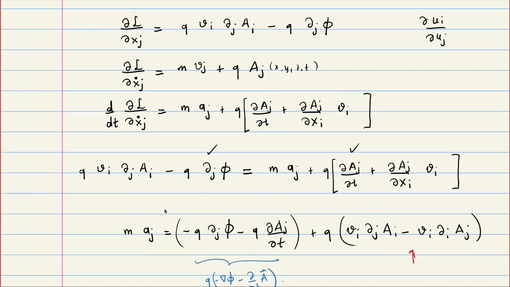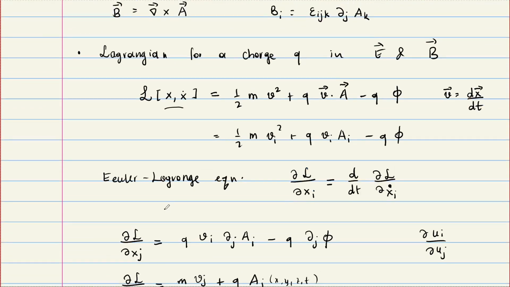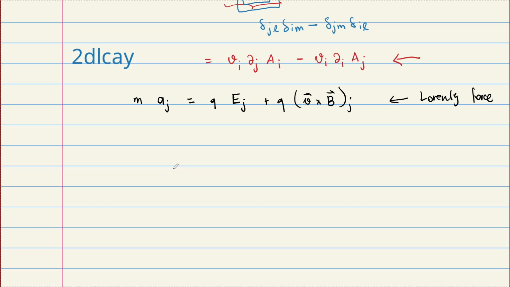My Lagrangian is correct, right? That's all I need from my Lagrangian. As long as using this Lagrangian and the Euler-Lagrange equation I produce the equation of motion, that's a good Lagrangian. Nobody can say anything to you as long as this happens. Okay, so the first step is done.